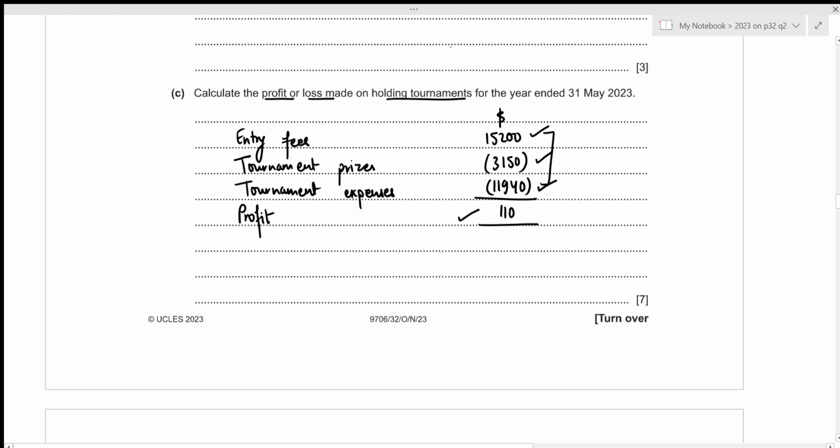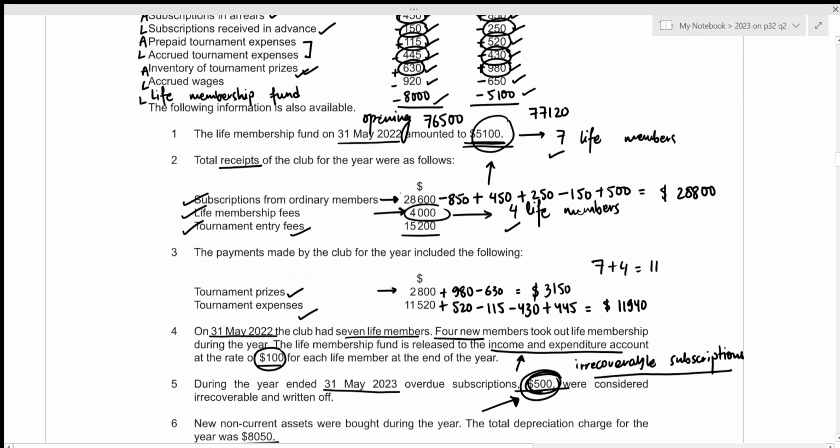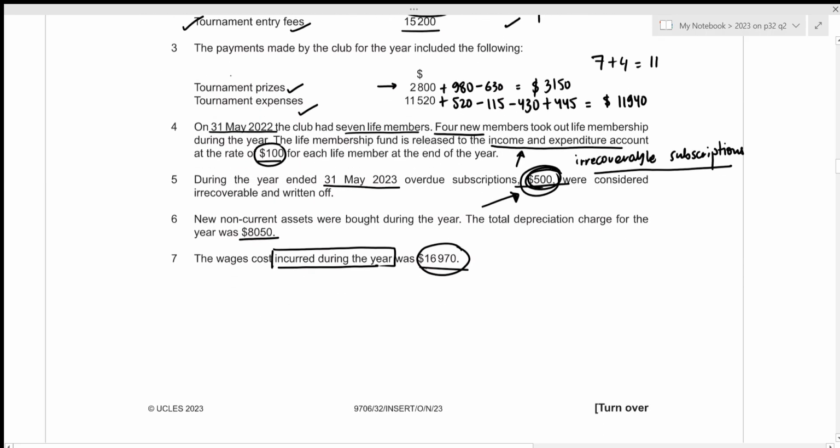And for the expenditure, we were given information regarding wages. So the wages cost incurred during the year was 16,970. Focus here on incurred during the year. So these only include the wages for the current year. We've already made the adjustment for our accrued wages in this case. We were given the accrued wages, but we no longer have to adjust it because we're already given the adjusted amount. Let's write it down.